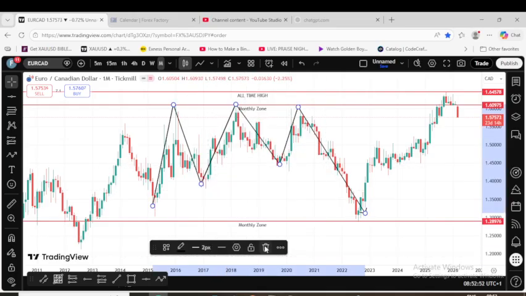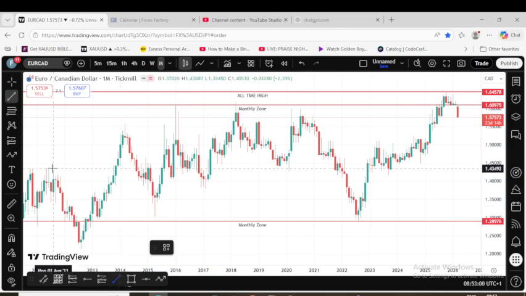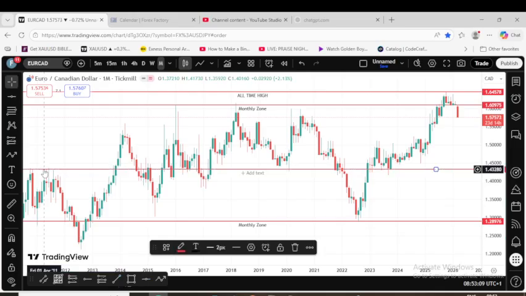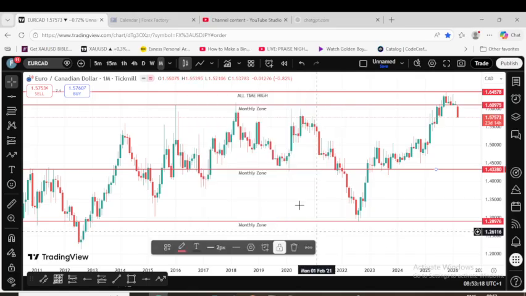So, as we do our analysis, what we'll do is first of all start by identifying our zones, and then we'll identify our trend lines on the monthly time frame. Then we'll go down to the 1 week time frame, and we'll do the same thing. We'll identify our zones, then identify our trend lines. Then we'll go down to the daily time frame, and then we'll do the exact same thing again. We'll identify our zones, then we'll identify our trend lines.